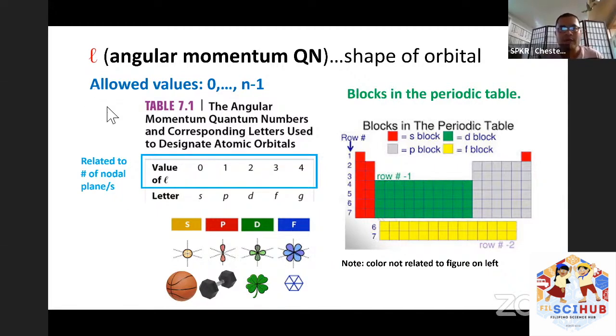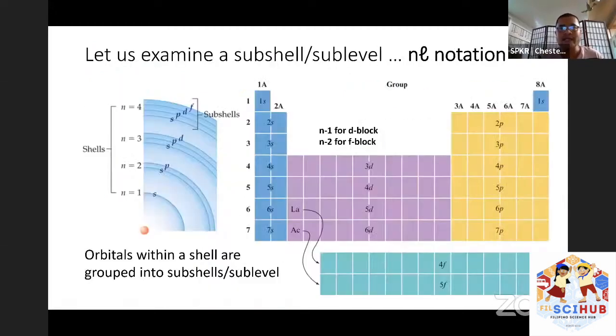Now, punta tayo sa next na topic. So this is called the NL notation. Ano nga ba tong NL notation na to? So basically N is your shell, tapos yung L is actually your orbital shape, or it could also mean the subshells.